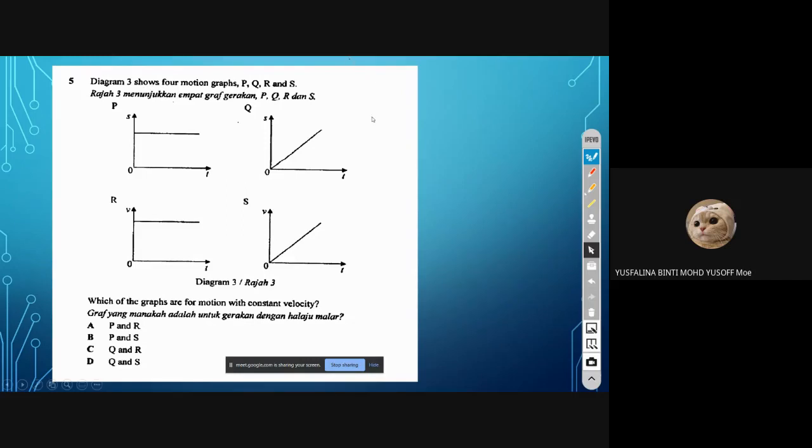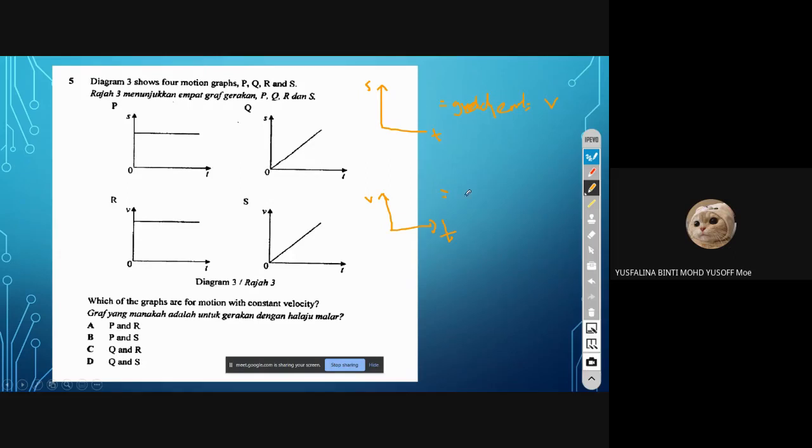So we do a little revision here. I have graph S, displacement against time, and velocity against time. For the displacement against time graph, the gradient is equal to the velocity, right? The gradient is equal to V. And this is the only info that we can get from the displacement against time graph.